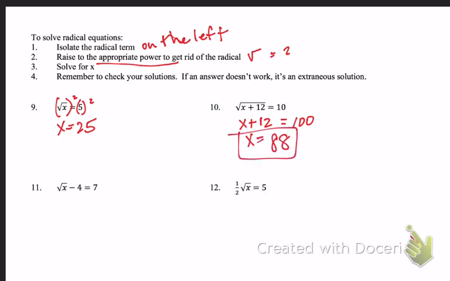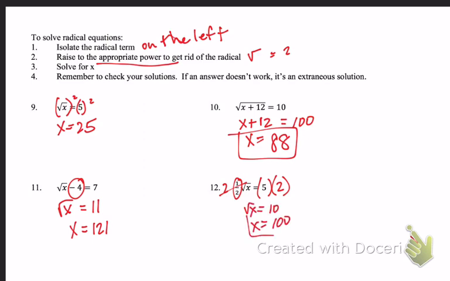88. This one I want to add 4 first. So when I add 4, I get the square root of x equals 11. Then x equals 121. For number 12, I want to multiply each side by its reciprocal, so I multiply each side by 2. So then that cancels. I get the square root of x equals 10, so x equals 100.